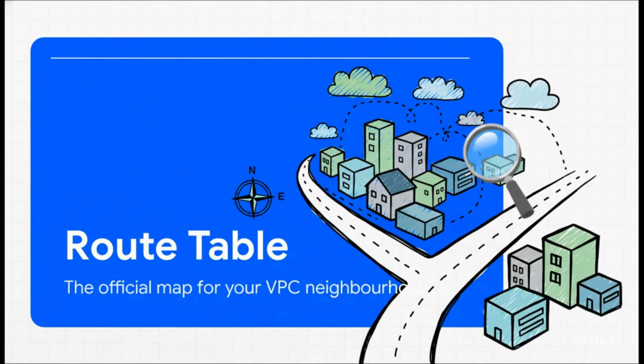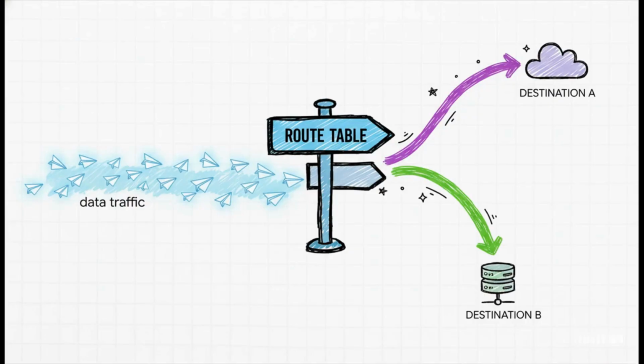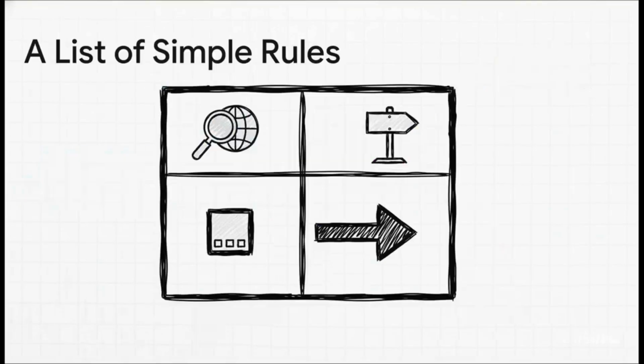And every good VPC has its own map. We call that a route table. This route table has one main job, telling all your data traffic exactly where to go. It's basically just a list of simple rules. If traffic wants to go here, it goes that way.